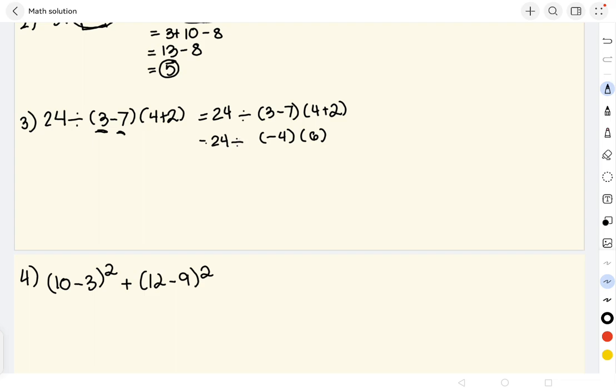So now we have two groups that we need to answer. So negative 4 times 6. So in algebra, negative numbers will be seen. So here we have negative 4 times 6. So a thing that you need to know when you're multiplying negative numbers is that if you multiply a negative number to a positive number, you get a negative number.